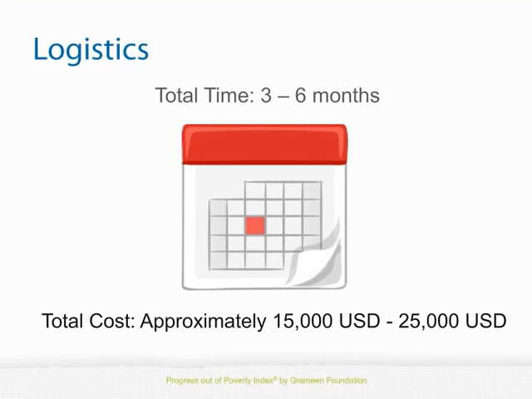From start to finish, the entire process of building a new or updated PPI will generally take between 3 and 6 months. Key factors in determining the length of the build include the amount of time it takes to obtain the relevant dataset and in planning and executing the field test. In terms of cost, an average PPI will range between $15,000 and $25,000 US for the entire build process.